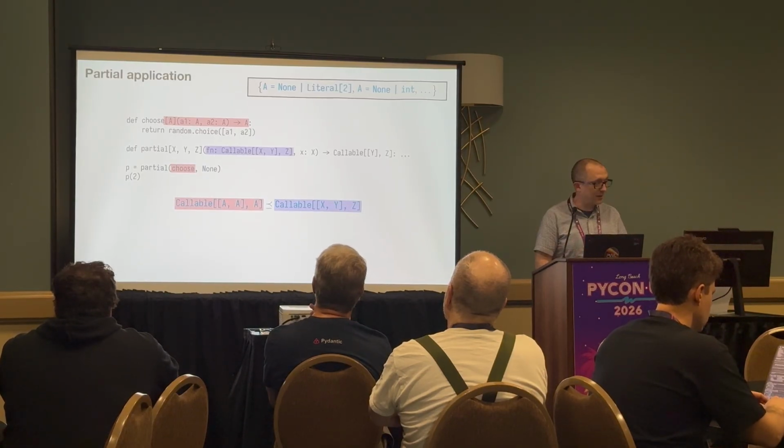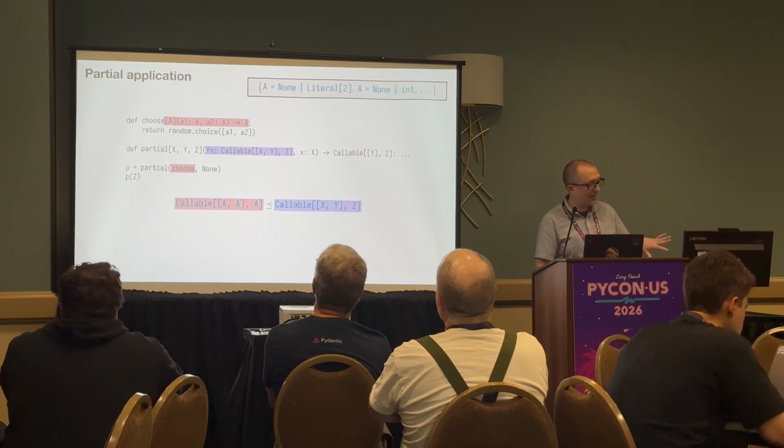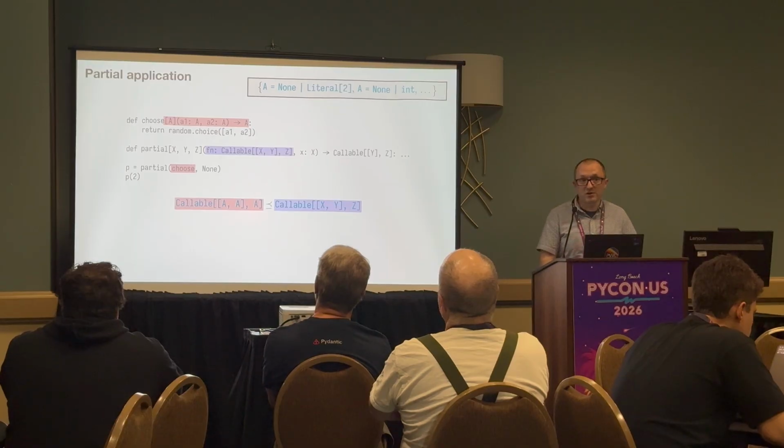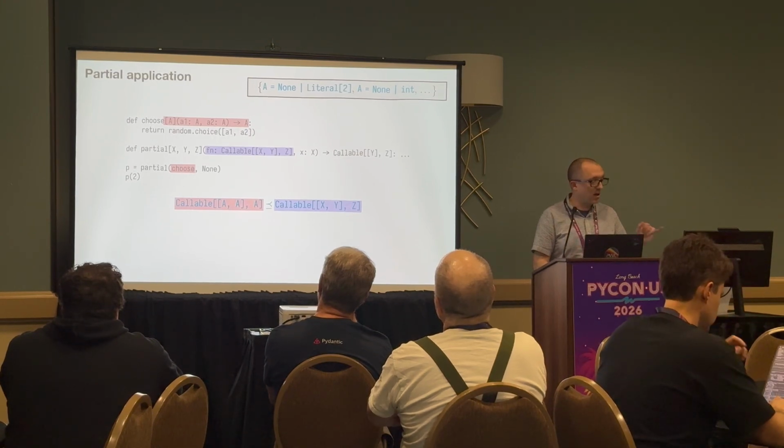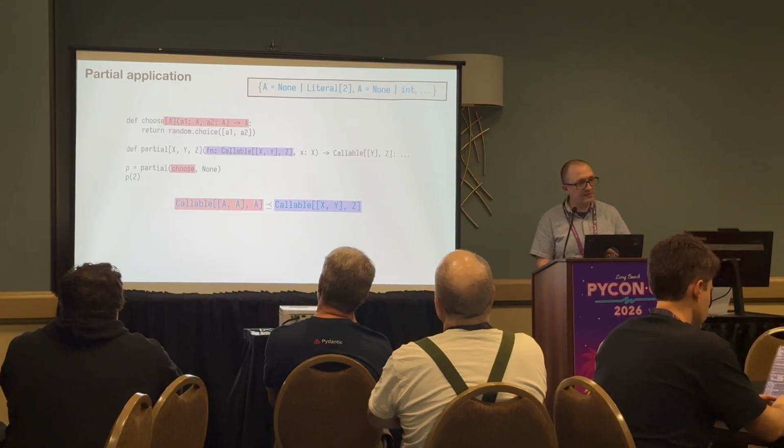It needs to be assignable to the type of the fn parameter. So we have the callable type on the left, which is the actual signature of choose. And the callable type on the right is what we've annotated the function parameter in partial with. So callable A, A to A must be assignable to callable X, Y to Z.